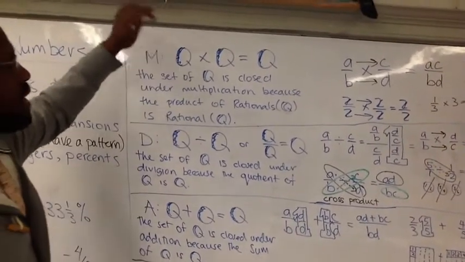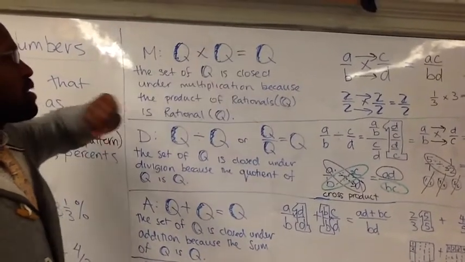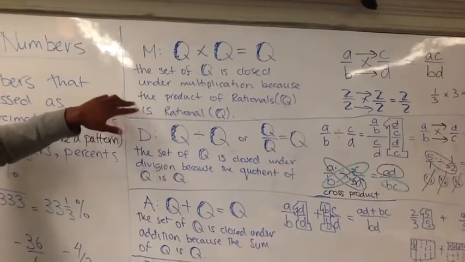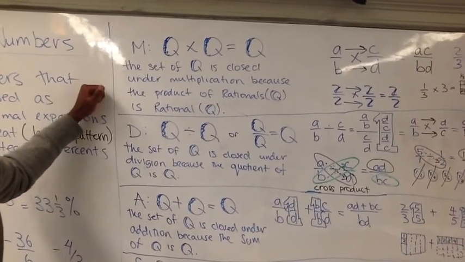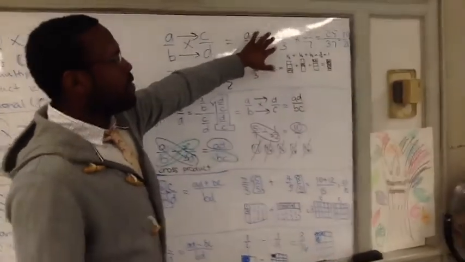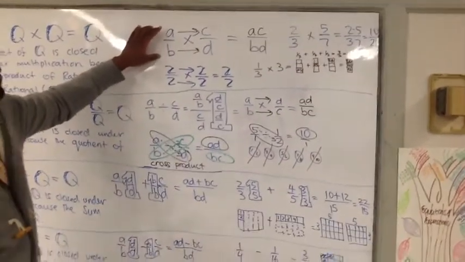So here we see that if we take a rational number and multiply it by a rational number, the result is rational. And we say that the set of rational numbers is closed under multiplication because the product of rational numbers is rational. Now, we did a concrete example and an abstract example, and we'll talk about the abstract example first.